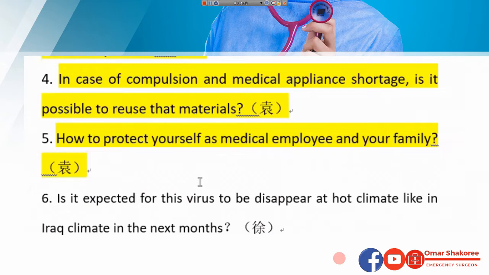If they develop any high temperature or respiratory symptoms, you have to tell them to isolate themselves at home for 2 weeks, not to come to the hospital, not to come to work. So again, how to protect yourself as a medical employee: learn how to properly wear the personal protective equipment, and learn how to monitor yourself regarding your temperature and respiratory symptoms. If you develop any of them, like high fever or respiratory symptoms, you have to isolate yourself and not come to work.